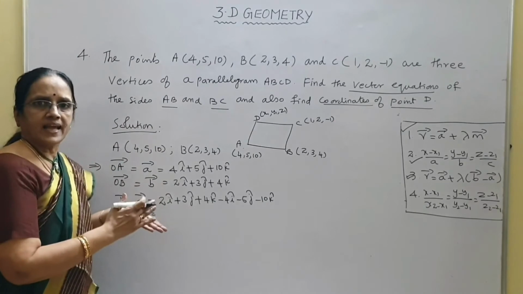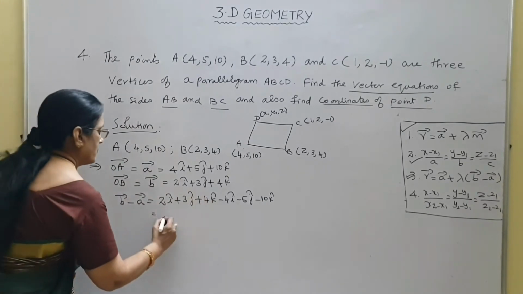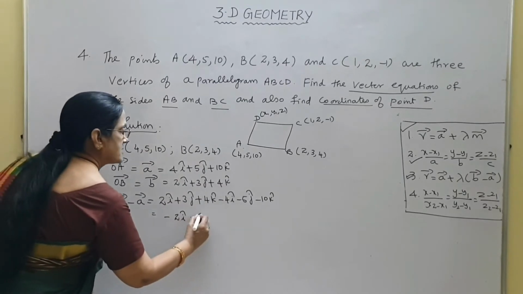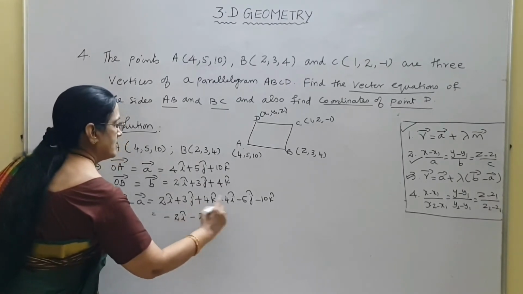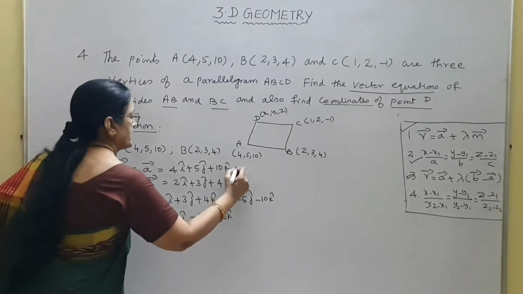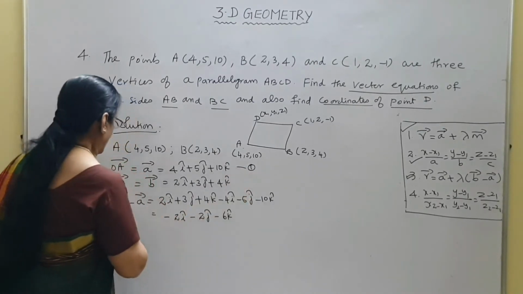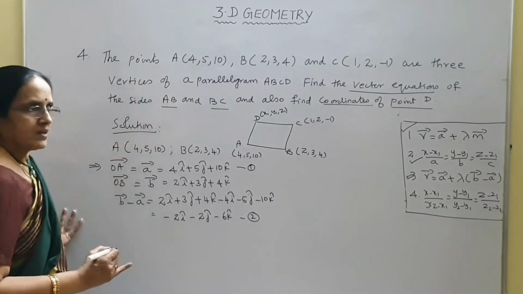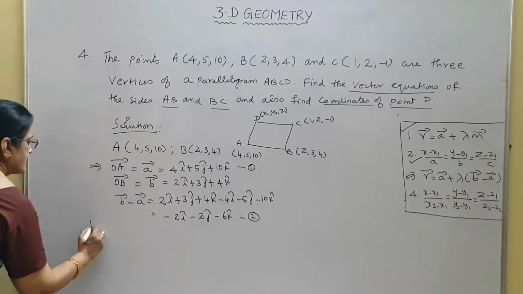Now when I collect the like terms, I will be getting minus 2i cap minus 2j cap minus 6k cap. Let me name this vector a as 1 and b vector minus a vector as 2.